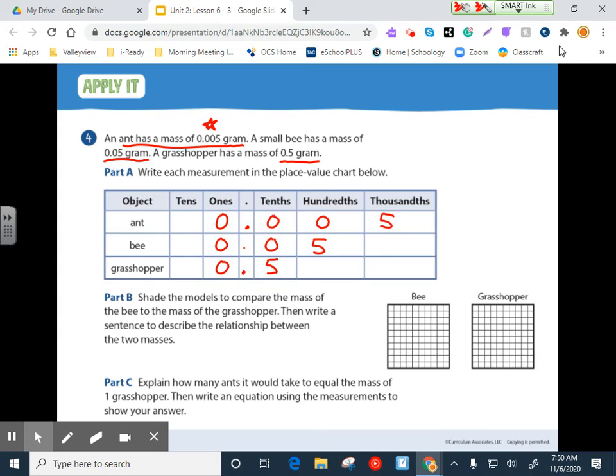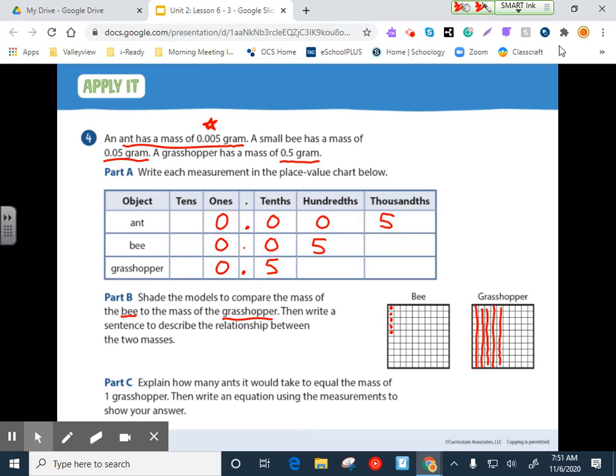Okay. And as you can see right away, there's this pattern here, and you could probably figure out what they're going to ask us, but let's look at it down below. Part B, shade the models to compare the mass of the bee and the mass of the grasshopper. And then we've got them labeled here for us. So a bee is 5 hundredths. So just fill in 1, 2, 3, 4, 5. The grasshopper is 5 tenths. 1, 2 groups of 10, 3, 4, 5. So you can see that's half of a gram.